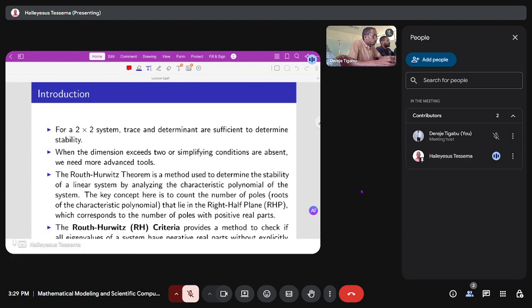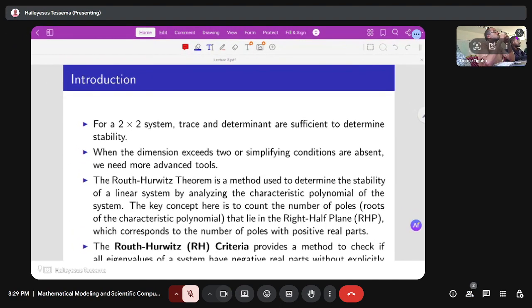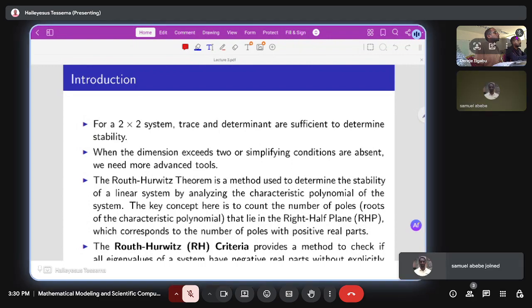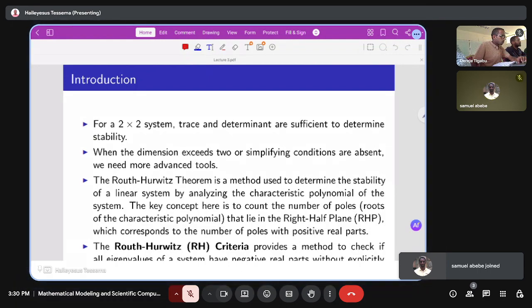This method is used to determine the stability of a linear system by analyzing the characteristic polynomial of the system. The key point in Routh's criteria is to count the number of poles or roots of the characteristic polynomial that lie in the right half plane of the xy plane, which corresponds to the number of poles with positive real parts.